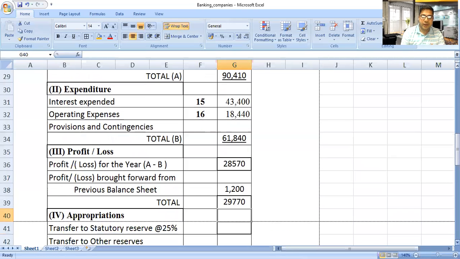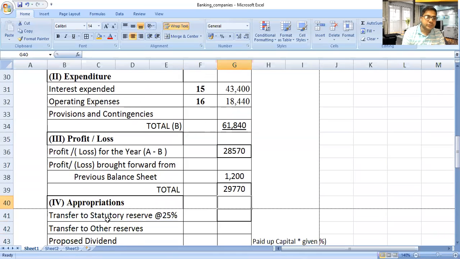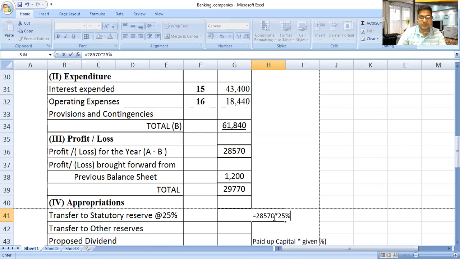Now we have to find out the transfer to statutory reserve at 25%. So how will we calculate the 25%? It is always calculated on the current year profit. 28,570 is the current year profit. 28,570 into 25%.